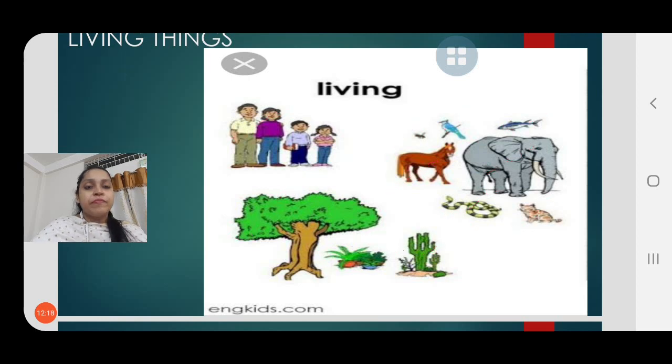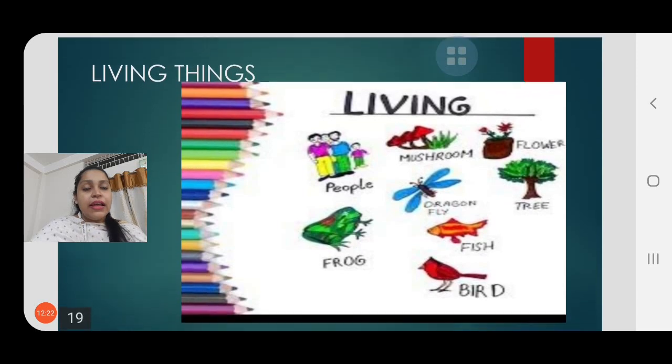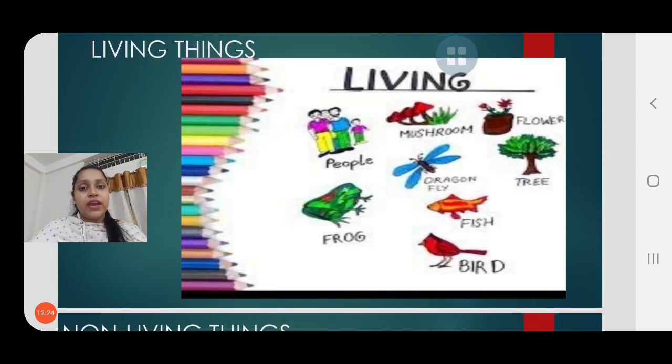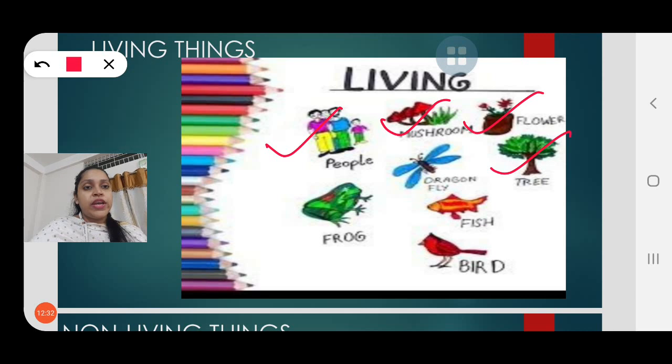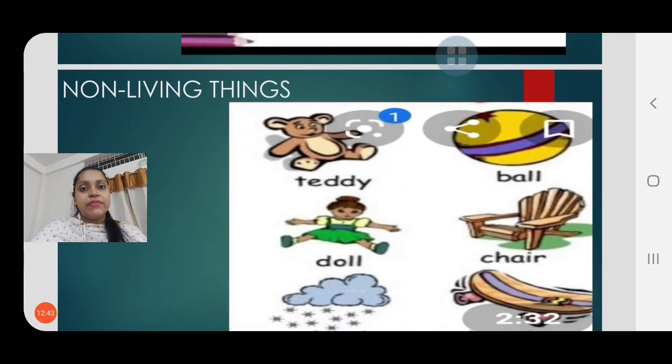Okay, children, and then we come to the next picture, which is again of living things. Okay, and here what are living things? The pictures are people, mushroom, flower, tree, fish, dragonfly, frog, bird. So all these are what? Living things.